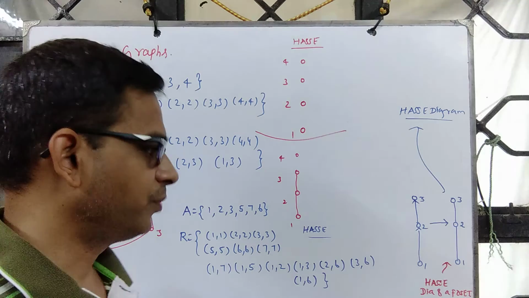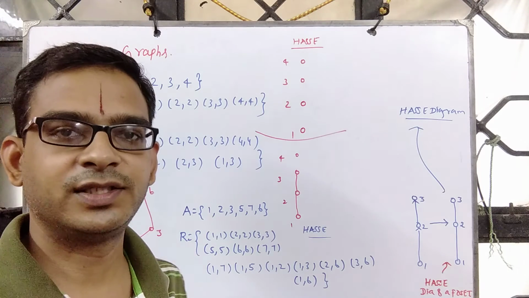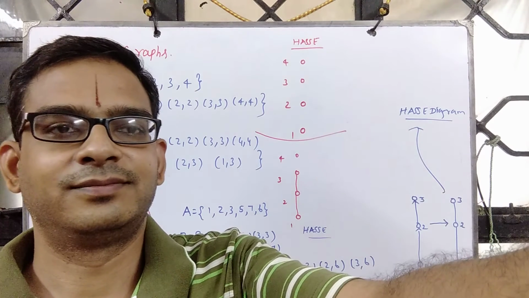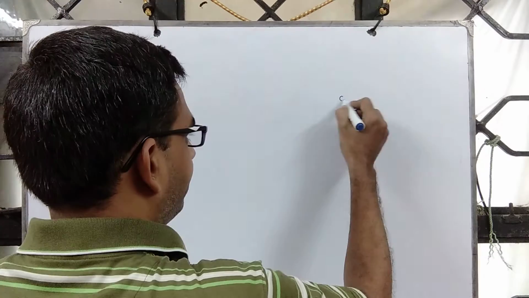Let's look at some more non-trivial examples so that you have a grip over this concept. Consider this Hasse diagram.